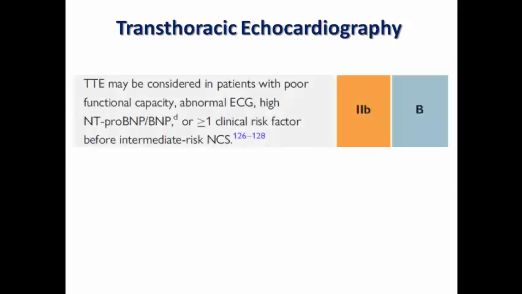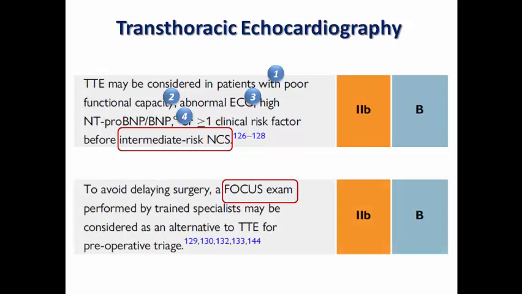The level of recommendation is down to class 2B in those with poor functional capacity, abnormal ECG, high levels of biomarkers, or 1 to 4 clinical risk factors of those mentioned in the Revised Cardiac Risk Index, but before intermediate-risk surgery. There is another alternative, which is a focused cardiac ultrasound exam performed by trained specialists or physiologists. It can be considered as an alternative to transthoracic echocardiography for preoperative triage, as here it is not time consuming and there is no need for delay.